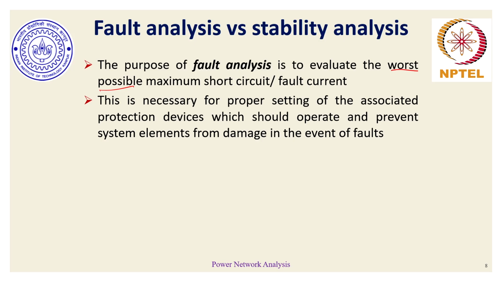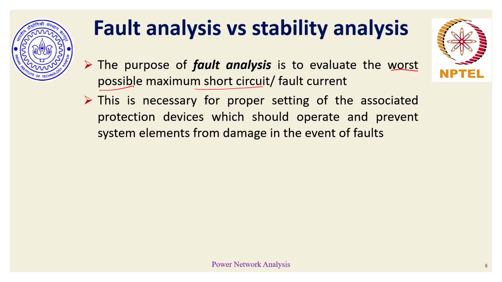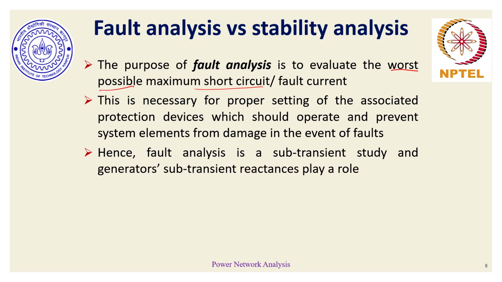And why is it important to know this? If we don't know the maximum possible fault currents, how are we going to protect our system? Power system protection has relays, circuit breakers and switches in it. The ratings and settings of these devices depend on the maximum short circuit or fault current that can appear during a fault event. So fault analysis is a subtransient period study, because only during the subtransient period would you get the maximum fault currents.